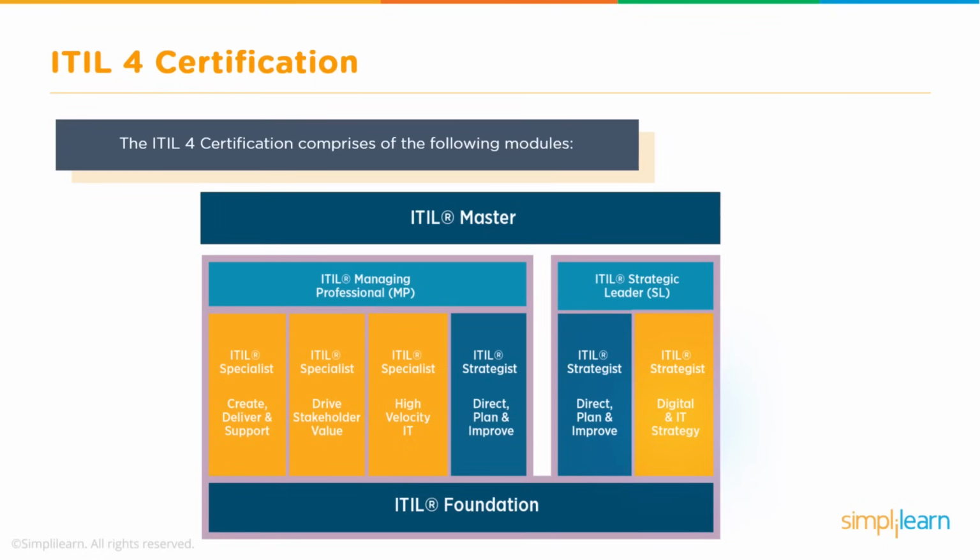To accomplish ITIL Managing Professional, one has to complete these four modules: create, deliver and support, drive stakeholder value, high velocity IT, and direct, plan and improve. Each of these modules is a separate examination. Similarly, to accomplish the ITIL Strategic Leader certification, one has to complete direct, plan and improve and digital and IT strategy. Once this is complete, the next level is ITIL Master certification.